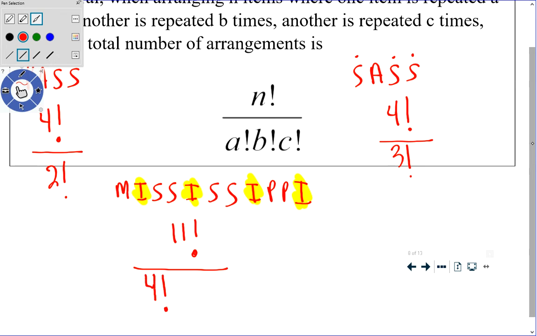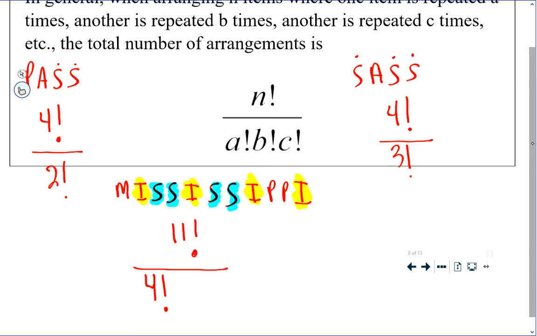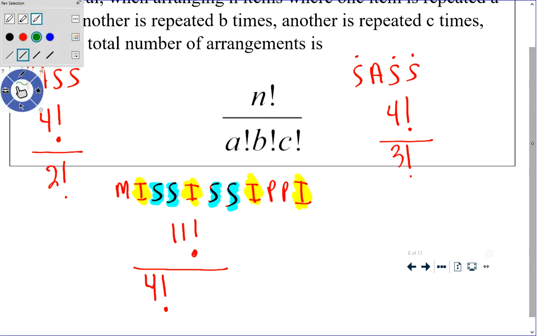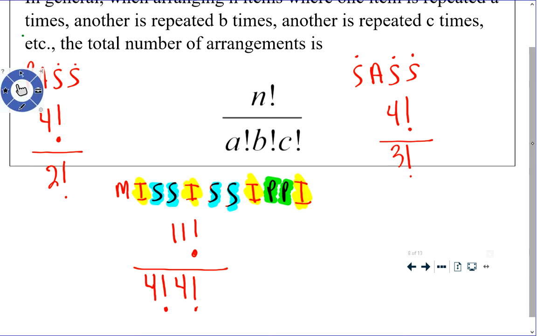I have a number of S's that are repeated as well. I have an S here. That's 1, 2, 3, 4. I have 4 S's. What does that mean? It means I have to divide by 4 factorial. And I also have 2 P's. So in addition to all of that, I need to divide by 2 factorial.